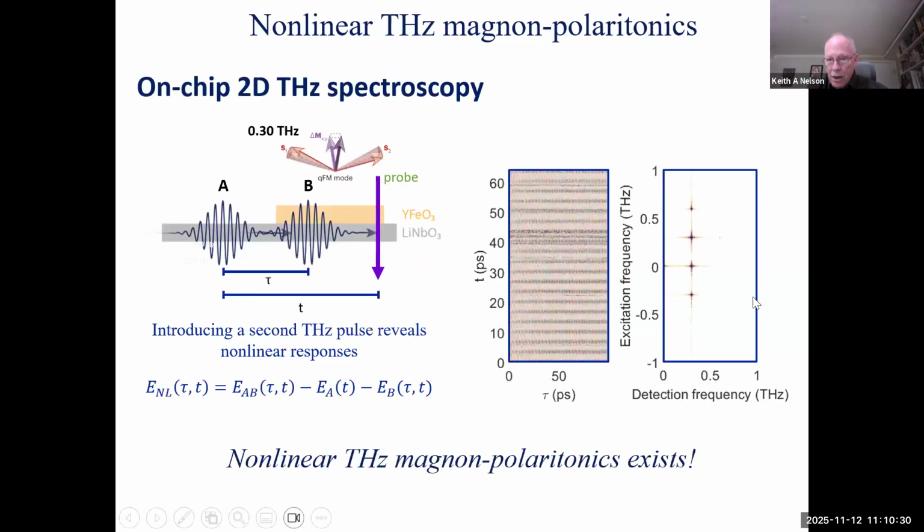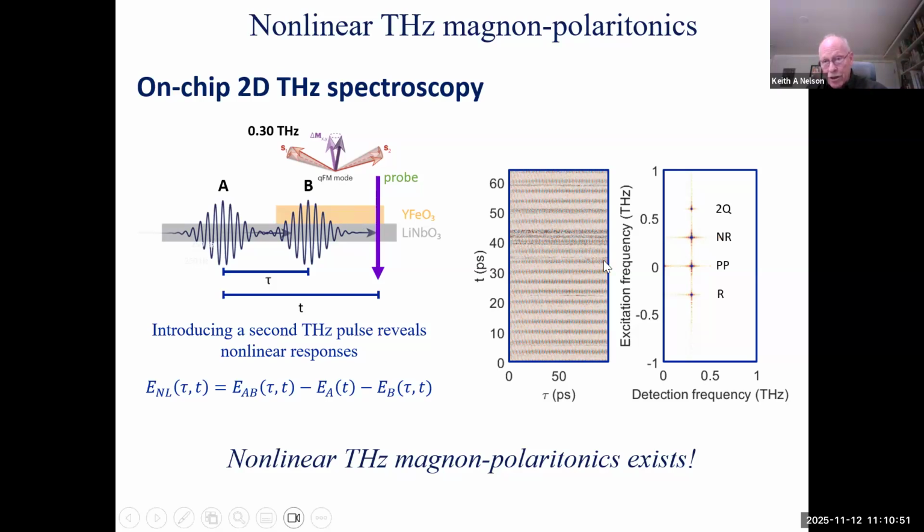So here is our first 2D spectrum of this magnon mode taken in this form. So again, here's lithium niobate. Here's yttrium orthoferrite just laying right on top of it. Literally, we stick these things together with nail polish. There is no fancy fabrication at all.